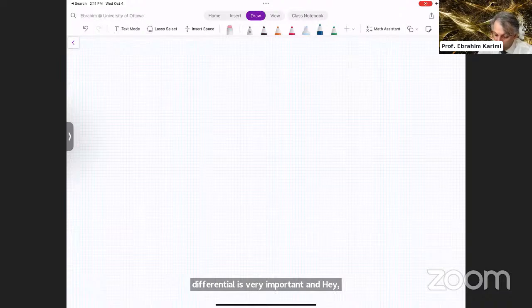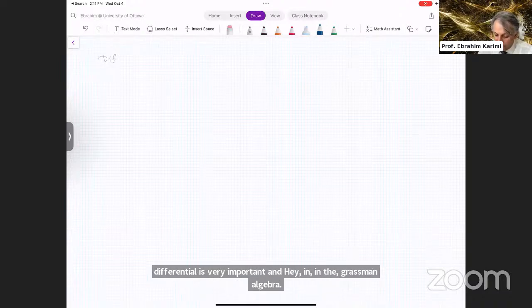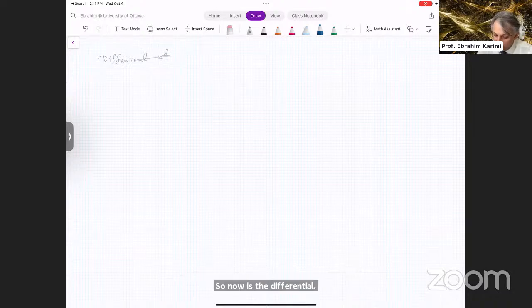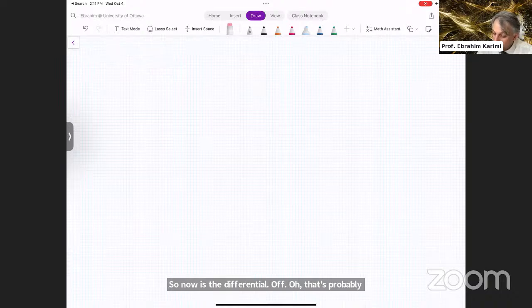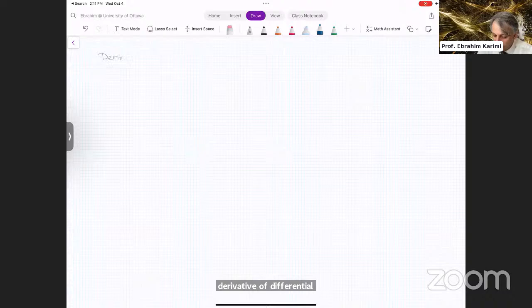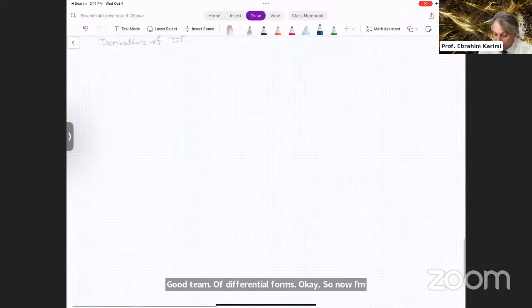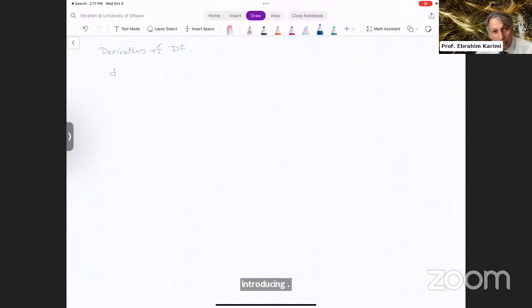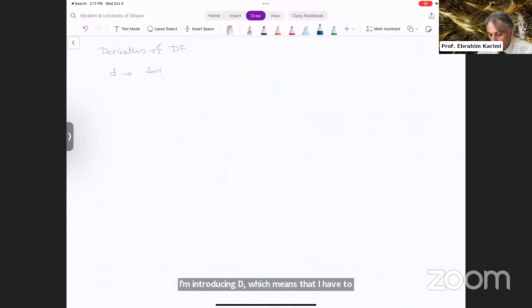So now, let's call it the derivative of differential forms. Okay, so now I'm introducing D, which means that I have to take the derivative of omega, which, remember, omega can be a P form.